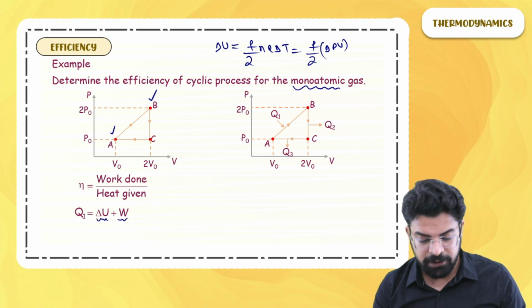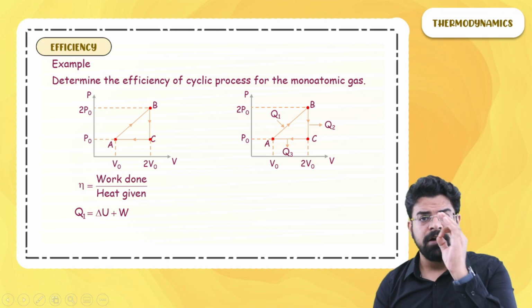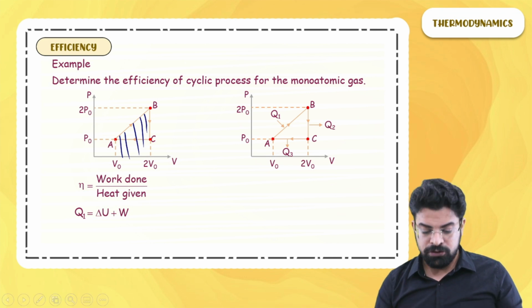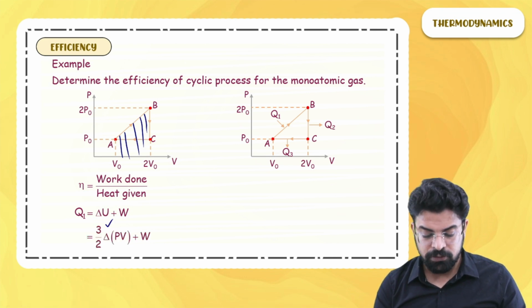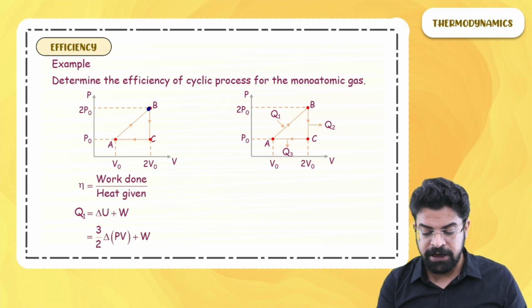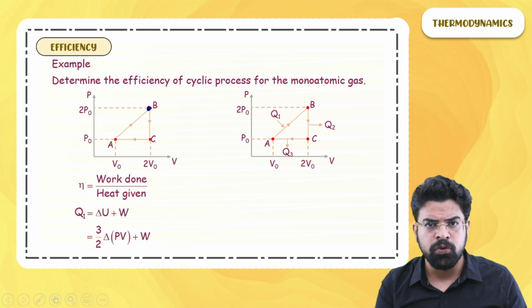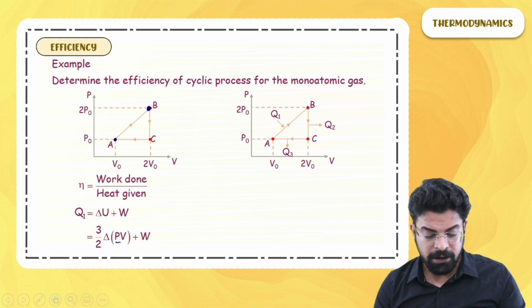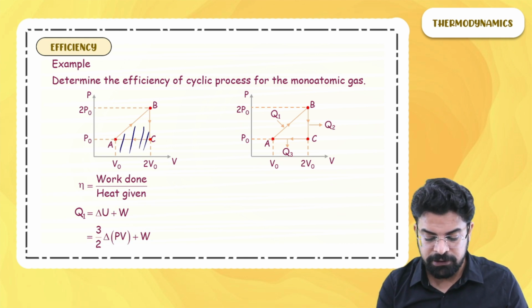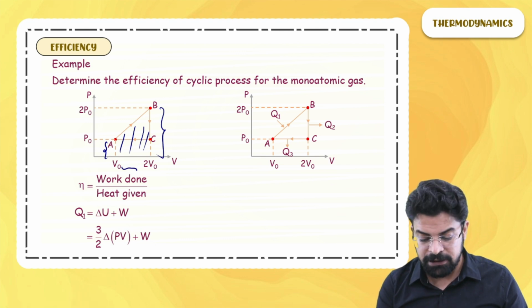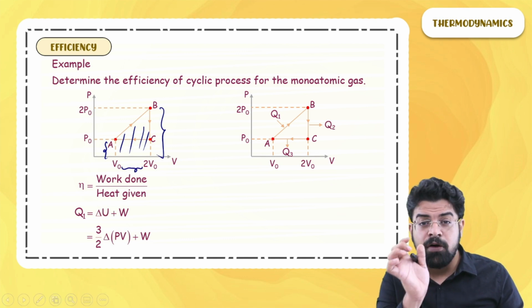How to find the work done? If you need to find the work done from A to B, simply find the area under the graph. So you can say the heat given equals 3 by 2 delta PV plus the work done. Now delta PV will be P final V final at B, 2P0 into 2V0, minus P0 V0. And the work done will be the area under the graph, that will be half into the sum of parallel sides P0 plus 2P0, multiplied by the gap between them, which is V0, the area of this trapezium.